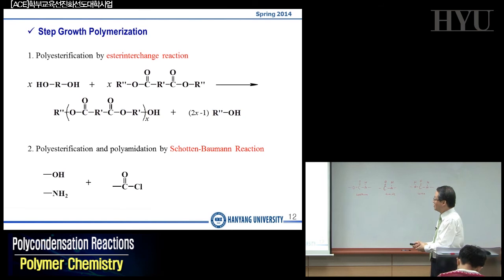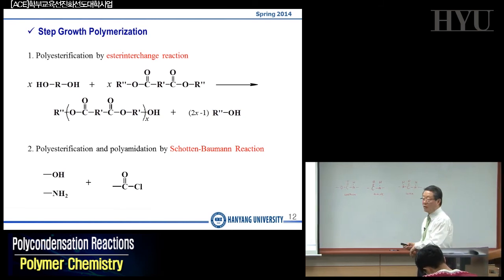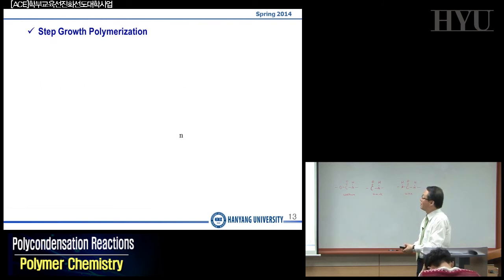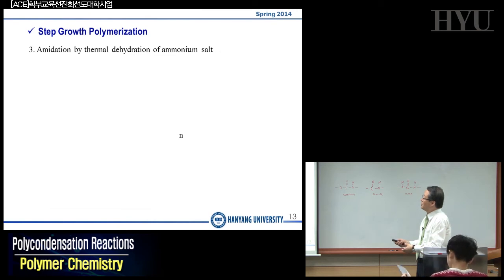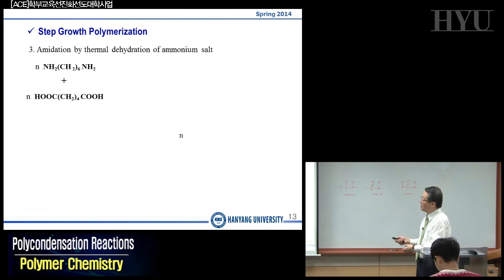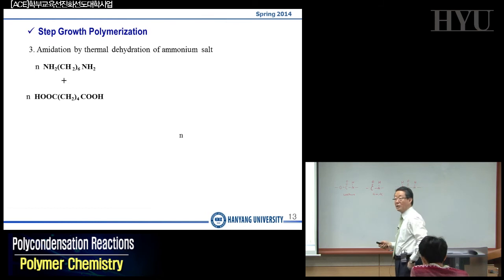This reaction is called the Schotten-Baumann reaction, following the scientist who found it. The third example is amidation by the thermal dehydration of an ammonium salt, where you have adipic acid and hexamethylene diamine. You form nylon 6,6, which is polyhexamethylene adipoamide.